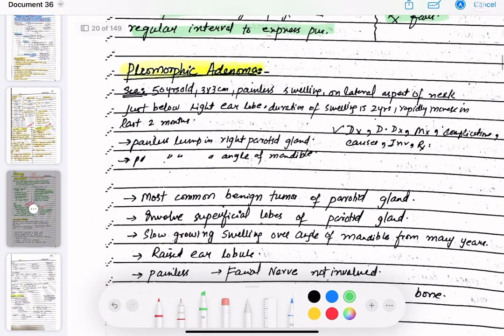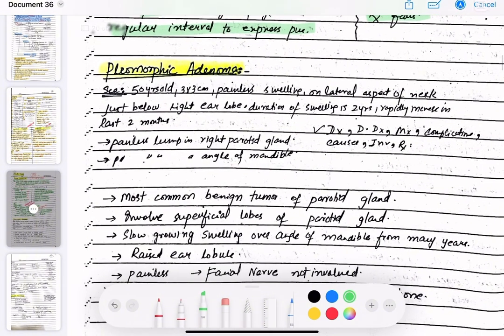So we have a scenario of a 50-year-old who has a 3 by 3 centimeter painless swelling on the lateral aspect of the neck, just below the right earlobe. The duration of swelling is 2 years and it has been rapidly increasing in the last 2 months. Painless lump in the right parotid gland, and painless lump in the angle of mandible. The diagnosis, the differential diagnosis, the management, and the complications.